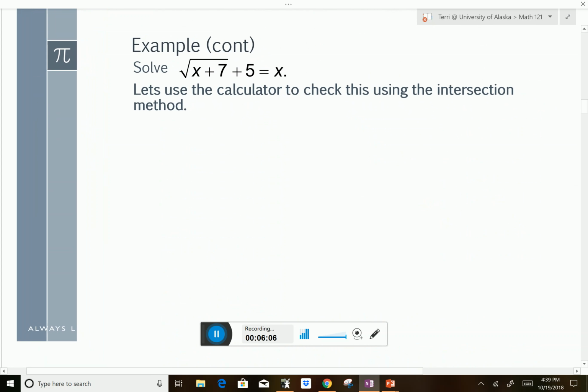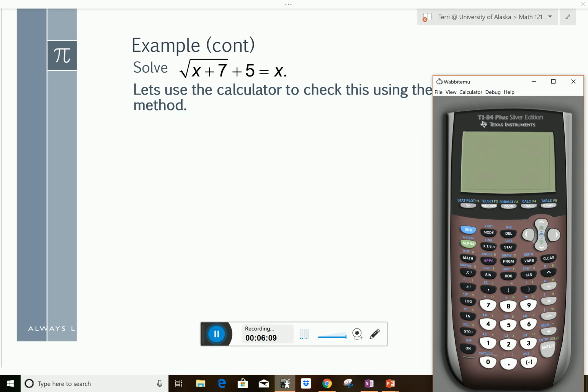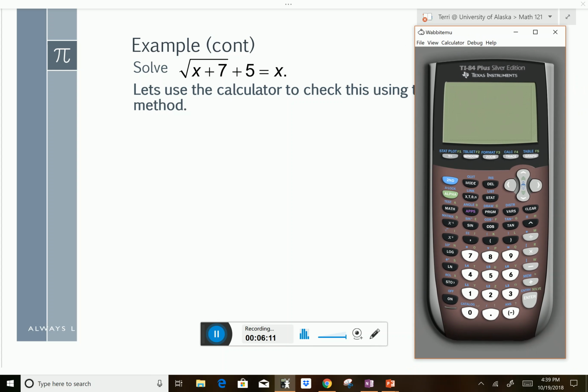So we can also take a look at the calculator using the intersection method. Remember, you could always check your answers. So we have, let's just clear that. The square root of x plus 7. Then we use the arrow to get away from not being under the square root anymore, plus 5. And then here, I'm just going to clear this, and this is going to be an x.